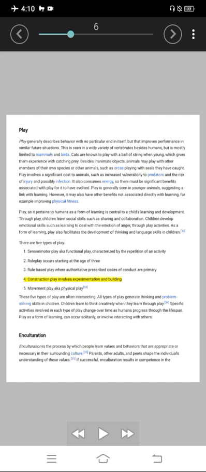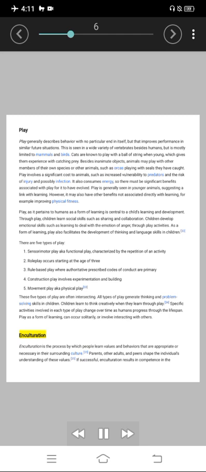These 5 types of play are often intersecting. All types of play generate thinking and problem-solving skills in children. Children learn to think creatively when they learn through play. Specific activities involved in each type of play change over time as humans progress through the lifespan. Play as a form of learning can occur solitarily or involve interacting with others.